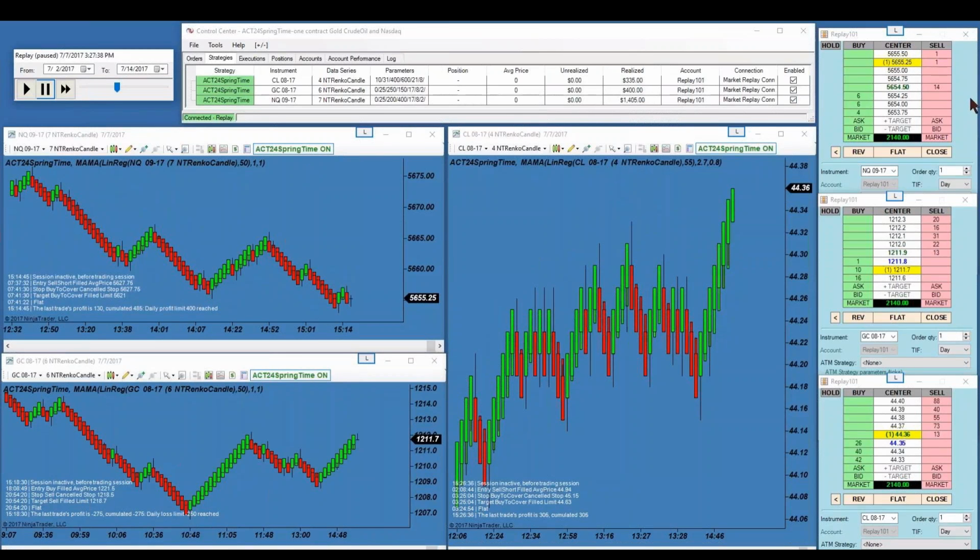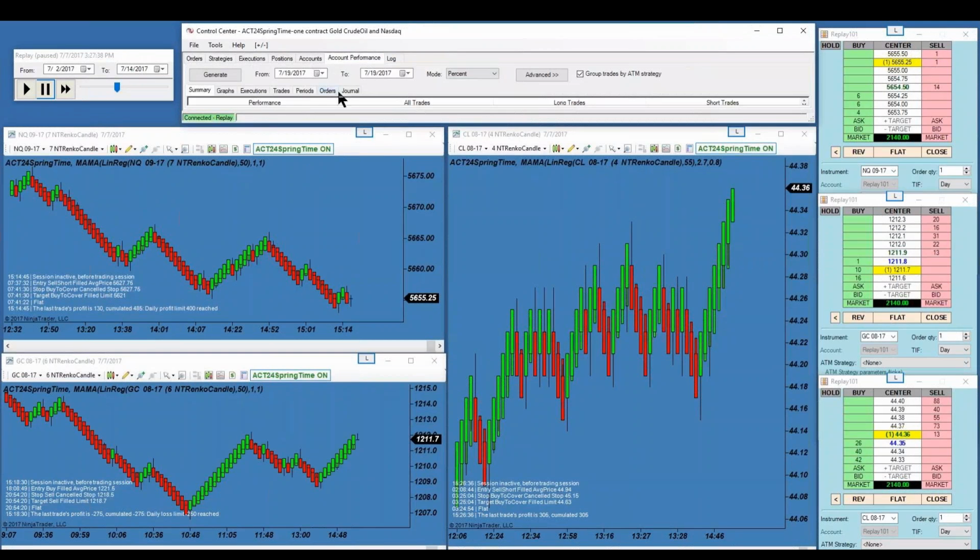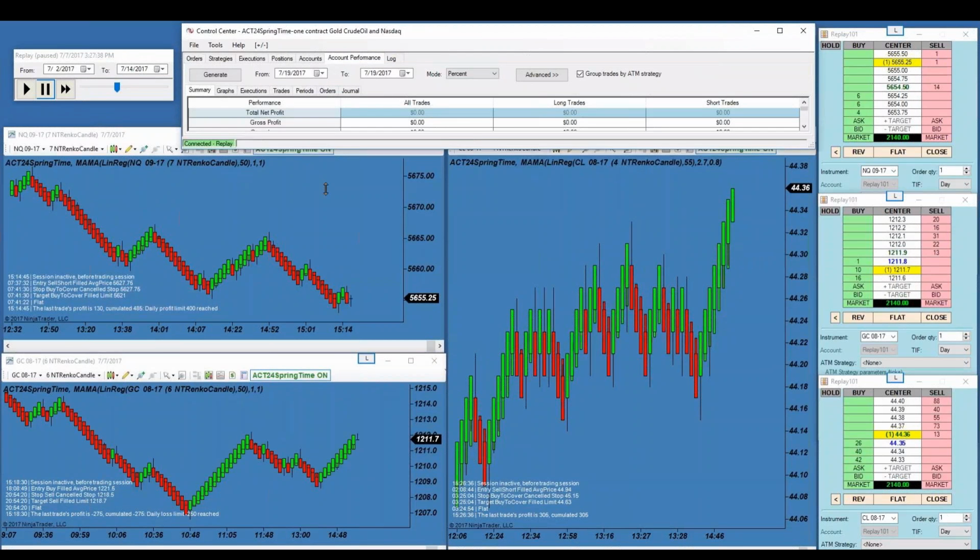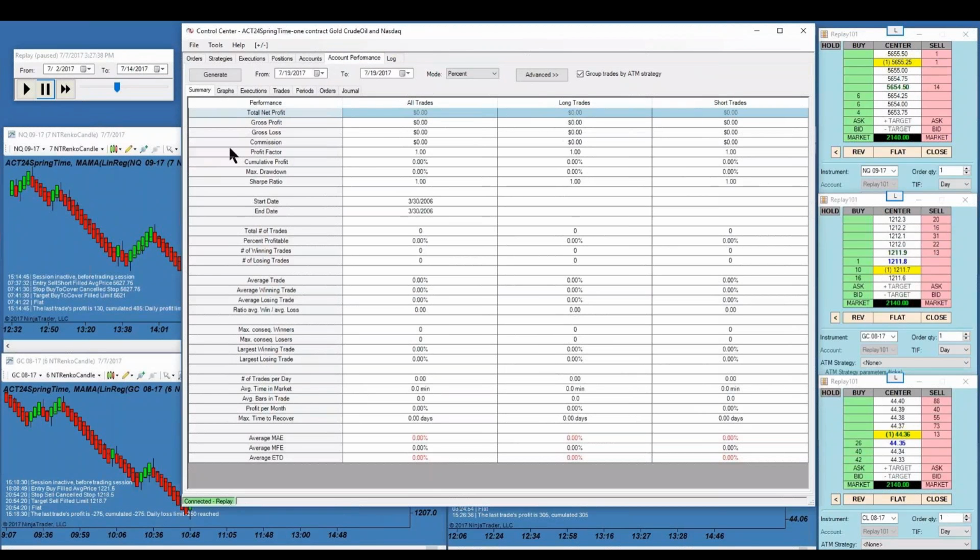Now, here's the end of the day of the first week. So this is the end of Friday, July 7th. And we're going to look now at the performance report and get an idea of what happened. And you see, you set your times, your dates. We want to go from the 2nd to the 7th. And we want to generate the report.